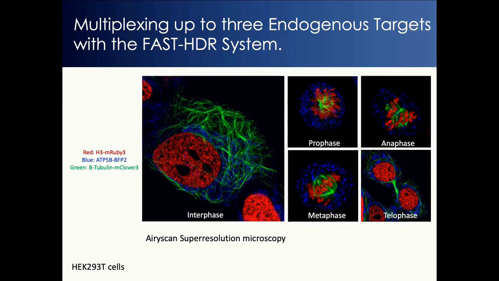I want to highlight that these cells that you are seeing are alive, and we can track all the processes and all the cell cycle events that are happening to the cells that you can see in the pictures on the right. So this methodology allows you for the first time to track multiple targets and to develop really powerful models to do drug discovery without having to rely on any staining or antibodies.